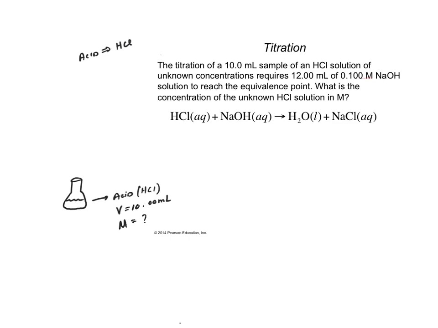We are titrating it with sodium hydroxide. So I can draw my burette, my little stopcock here. Again, this guy is going to be our sodium hydroxide solution. We do know a lot more about this, right? So what this little problem tells us is that the concentration of the sodium hydroxide is 0.1 molar. And then what they tell us is in this titration, to get to the equivalence point, we use 12 mL.